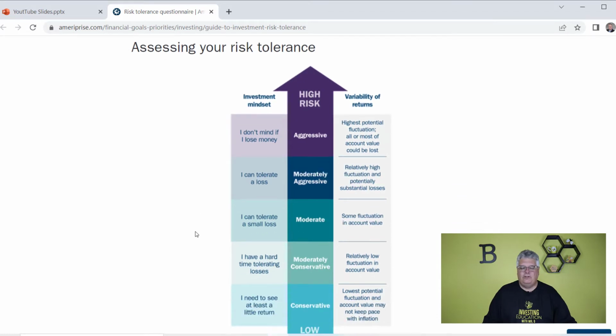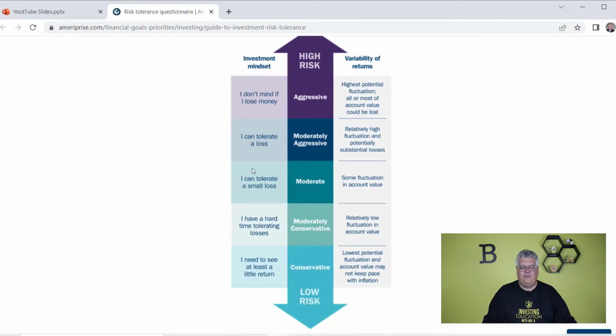So a lot of moderate investors are right in here. I'm okay to have a little loss. I know investing means there are some gains, but sometimes I have losses, and there's going to be a fluctuation in account value. So a lot of people fall into moderate, or maybe moderately aggressive. I would probably be more at the top of moderately aggressive, possibly.